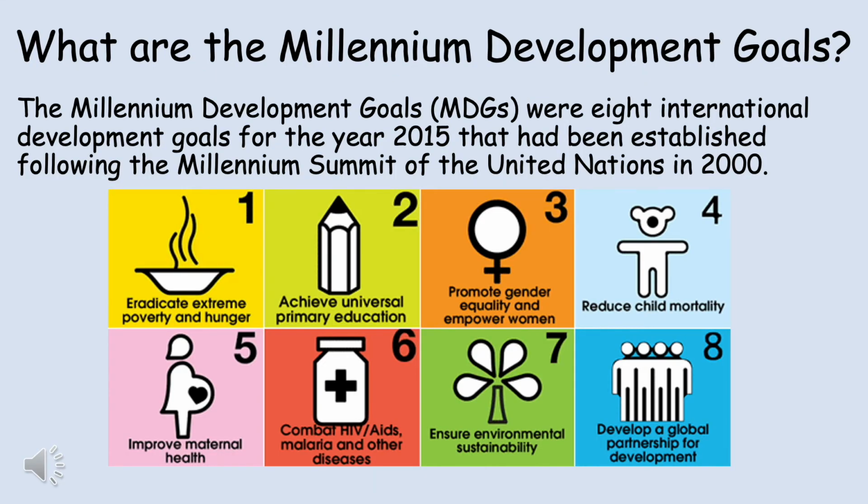Over the next couple of slides, we're going to think about how successful the DRC has been at meeting the Millennium Development Goals. Now, the Millennium Development Goals were 8 international development goals for the year 2015 that were established following the Millennium Summit of the UN in 2000.